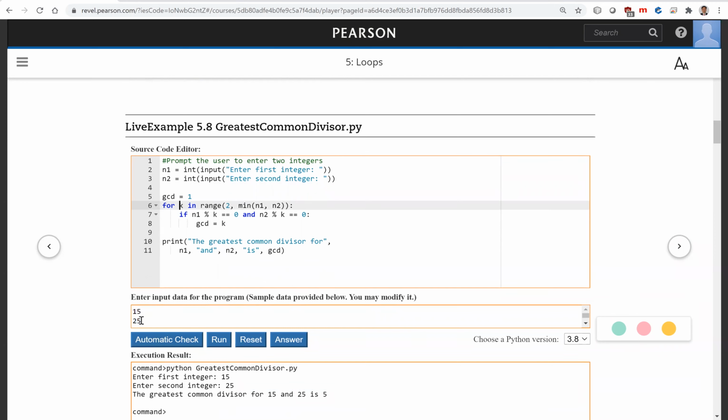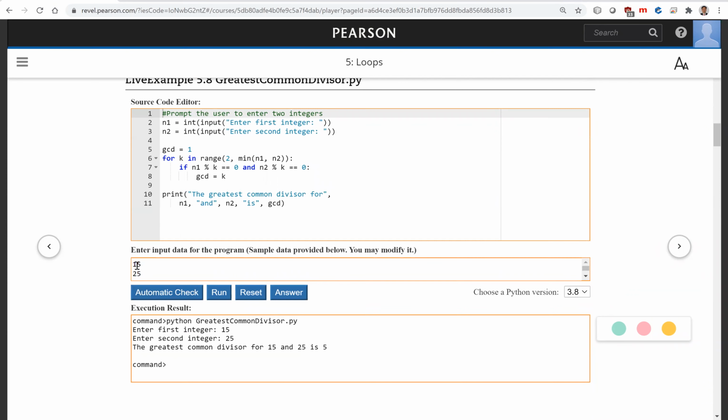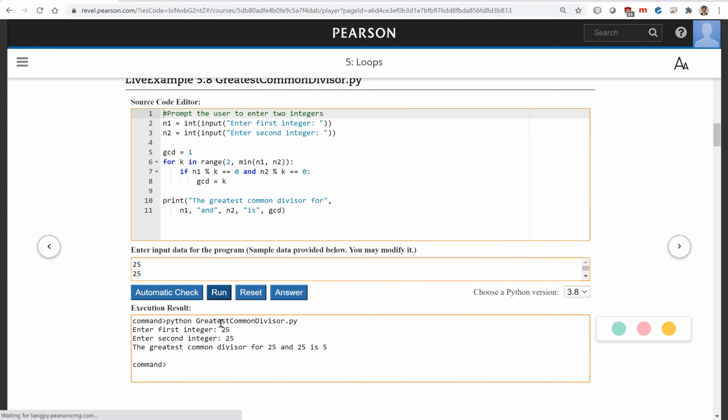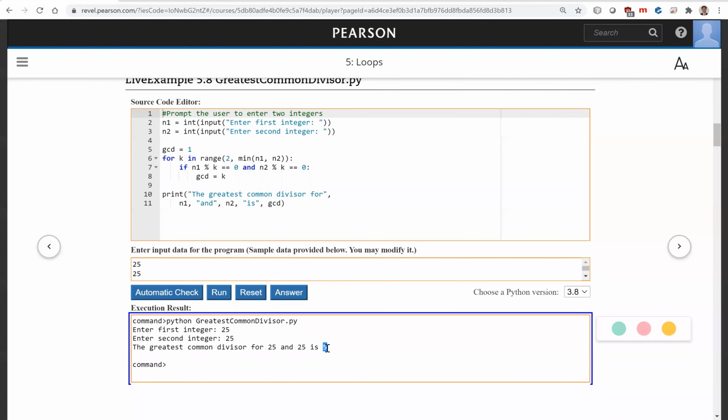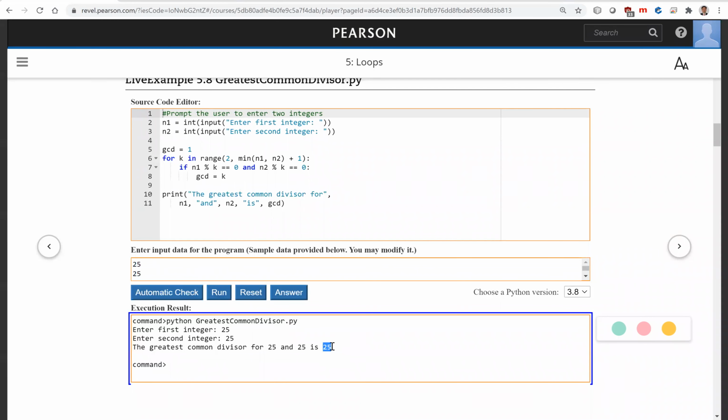For 15 and 25, the greatest common divisor is 5. What about 25 and 25? Now look, that is incorrect. It should be 25, not 5. So the problem is right here. Because the range is up to the minimum of n1 and n2, you have to go 1 number less than this. So we have to put a 1 plus here. And now run this program. So that is 25. See, there are many ways to write a program.